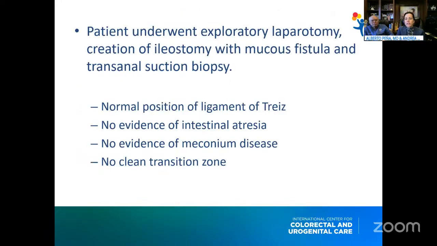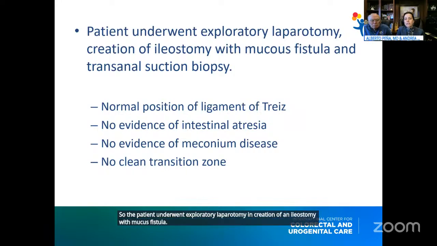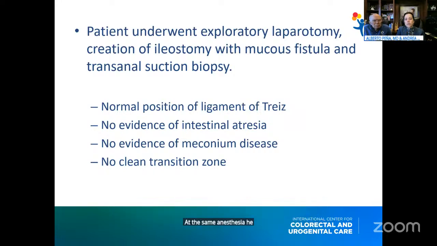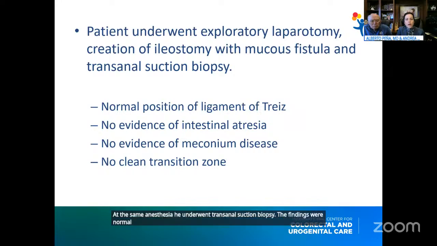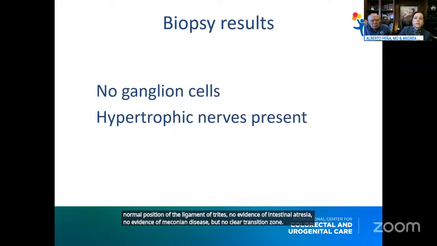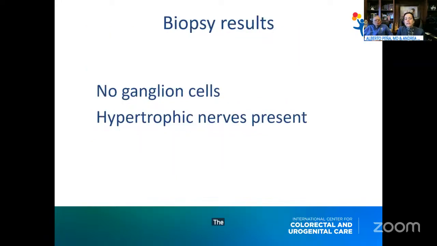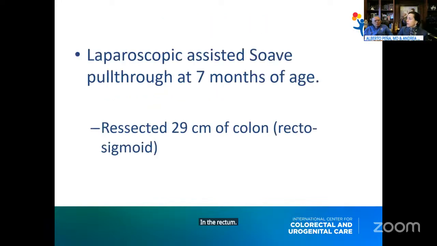So the patient underwent exploratory laparotomy and creation of an ileostomy with mucus fistula. At the same anesthesia, he underwent transanal suction biopsy. The findings were normal position of the ligament of Treitz, no evidence of intestinal atresia, no evidence of meconium disease, but no clear transition zone. The biopsy results came back as no ganglion cells and hypertrophic nerves. Where? In the rectum. What about the rest of the colon?